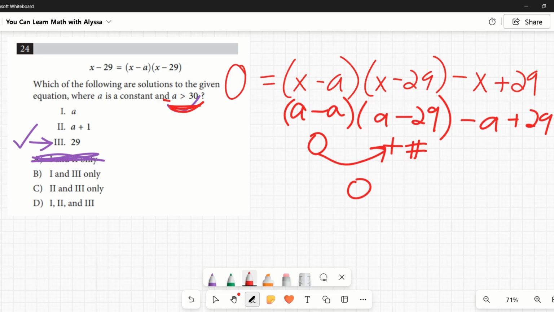And then minus a plus 29. Well, I know a is greater than 30. So if I'm subtracting a number greater than 30, let's just plug in 31, and then plus 29, is that going to be equal to 0? Never. It never will. A would have to be 29 for that to work. So, okay, it can't be just A.